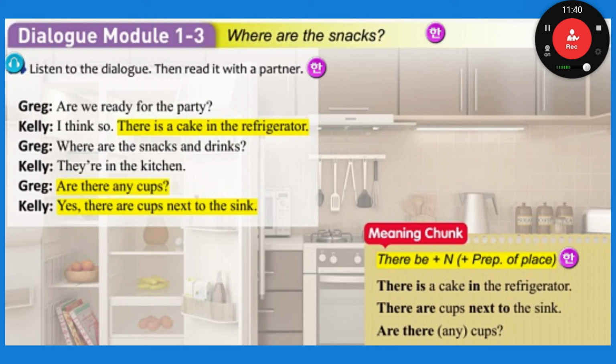A noun is the thing, like cake or cups. A preposition of place is something like in, next to, on. So it's in the refrigerator, it's next to the sink. Any is used with something when you don't know if you have them or you don't have them. Are there any cups?